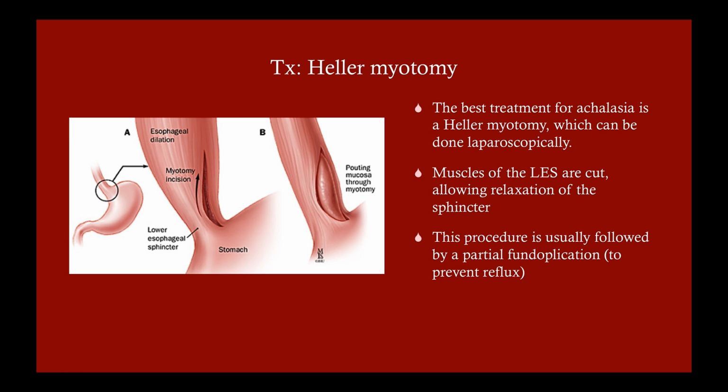As I said, the treatment is a Heller myotomy. It's the best treatment for achalasia. It can be done laparoscopically. The muscles of the lower esophageal sphincter are cut, and that allows relaxation of the sphincter. Usually this is done in consort with a partial fundoplication to prevent reflux.